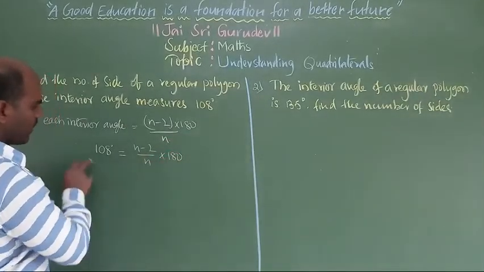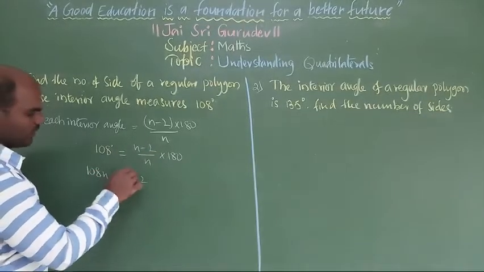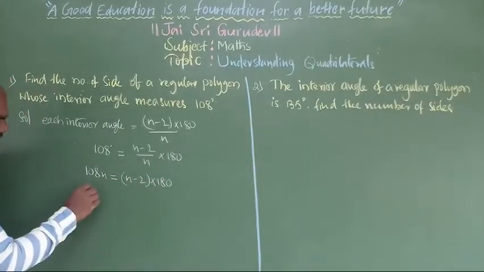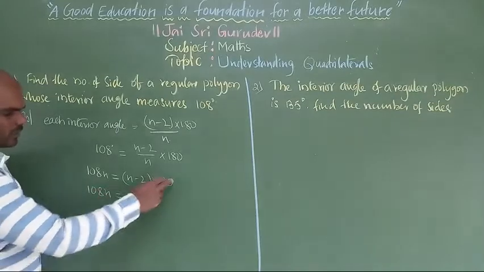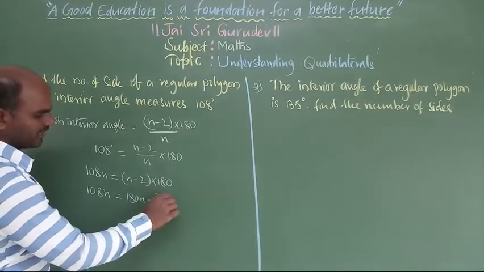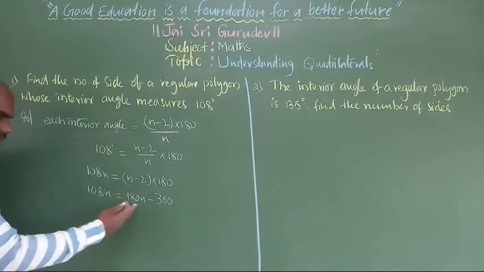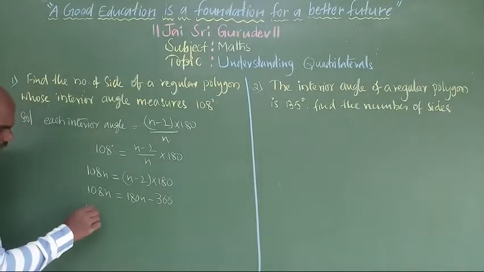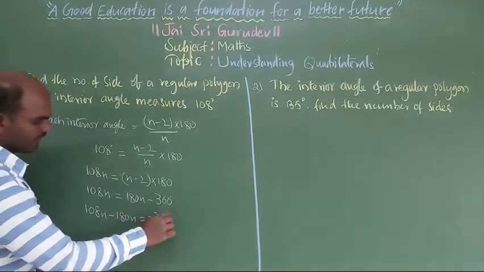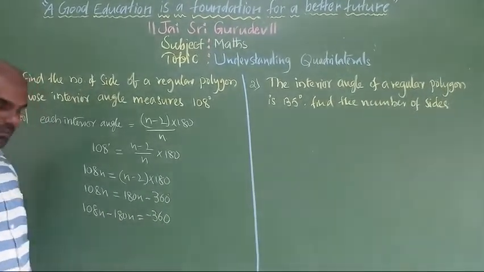So take n to this side: 108n is equal to (n minus 2) into 180. Here also you have to multiply. So 108n is equal to 180n minus 2 into 180, which is 360. Then take 180n to this side: 108n minus 180n is equal to minus 360.